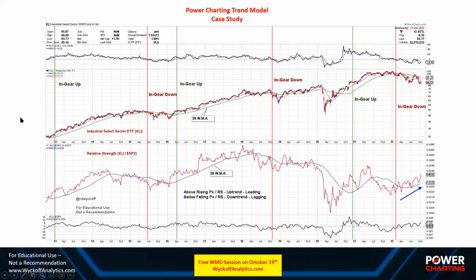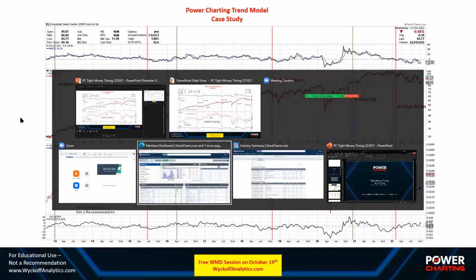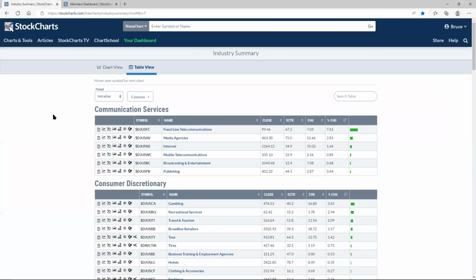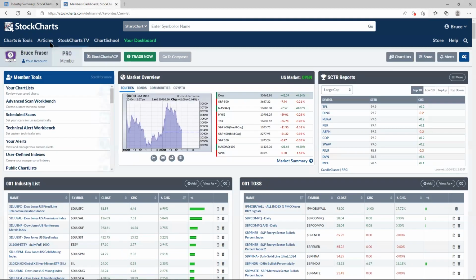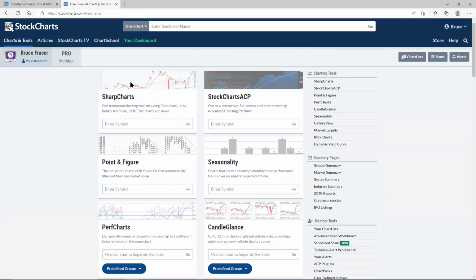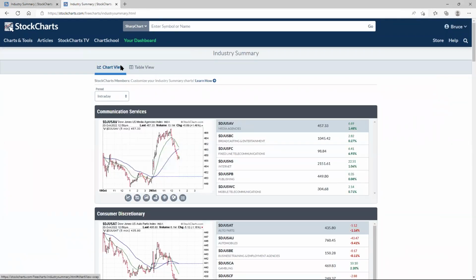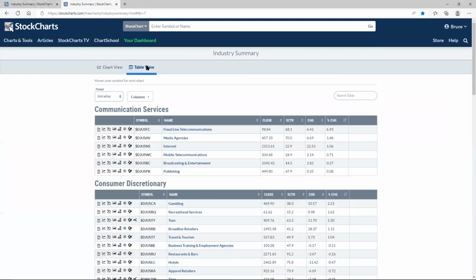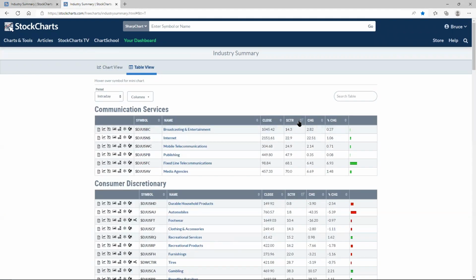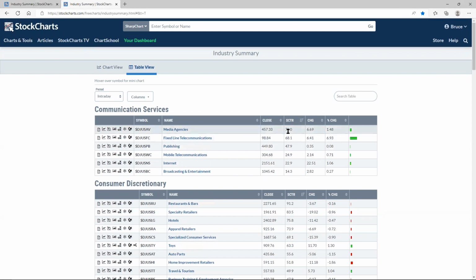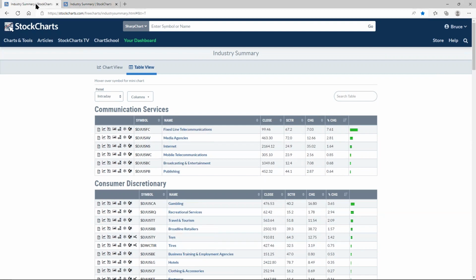This is our case study. But what I really would like to do is take a few minutes and go through the industry group list from the table perspective. What you do to get there is you go to charting tools, charts and tools, industry summary over here, and then you get a chart view, which is interesting. I like the table view, and then I sort by the scooters, strongest to weakest. This is a really cool, fast way to get to leadership, especially in a bear market.